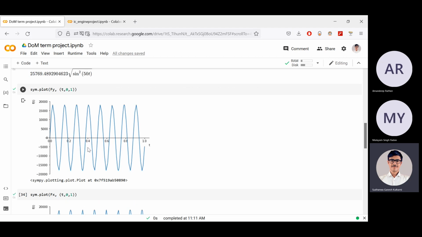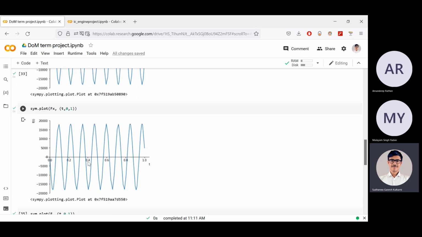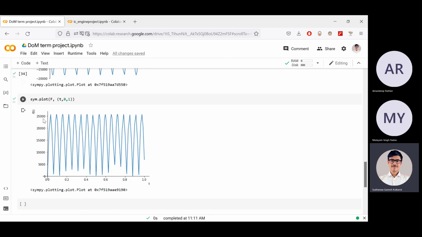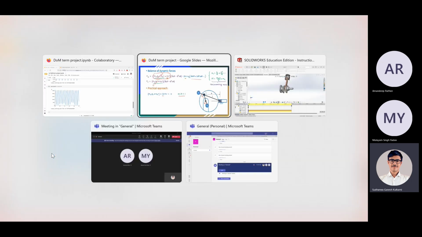Plotting them, we have got these graphs. This is the graph of fy, and this is the graph of fx, and this is the net reaction magnitude, the net reaction force. So yeah, that's it.